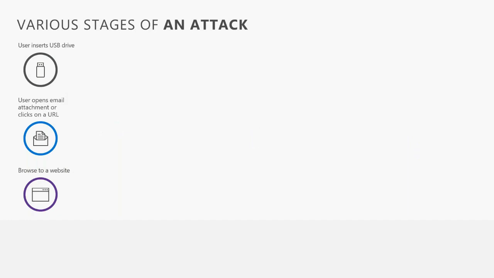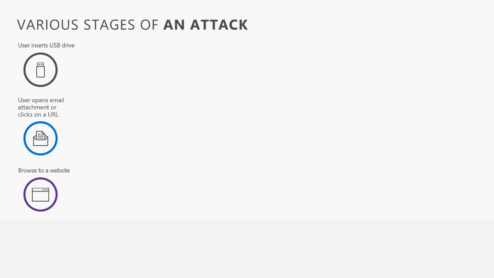So let's have a look at the various stages of an attack, or that attack kill chain, as some may call it. This is a great example of how those different protection capabilities built into Microsoft 365 can protect you across the board. Obviously there are many different attack vectors that somebody could use to get into your organization. They can insert something onto a USB drive and get onto your device. I guess the most common one here is email.